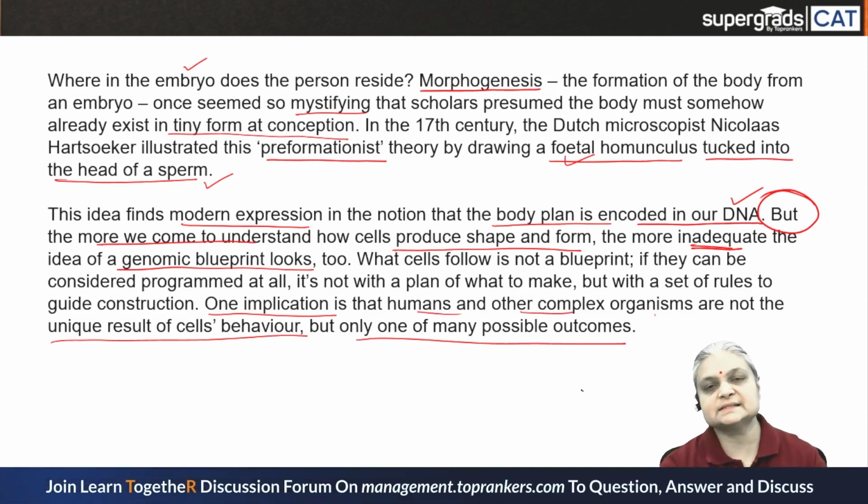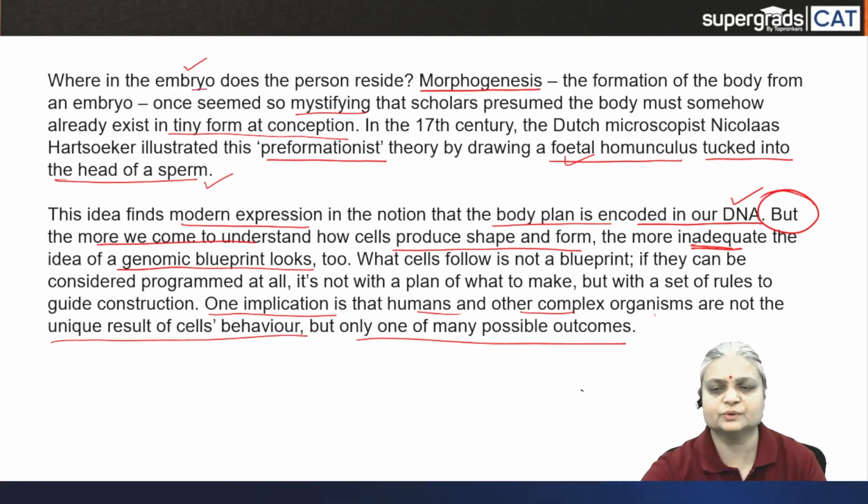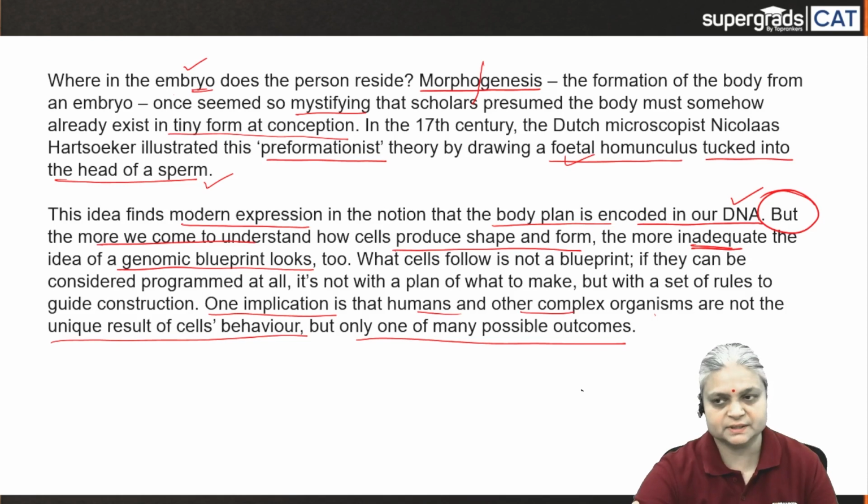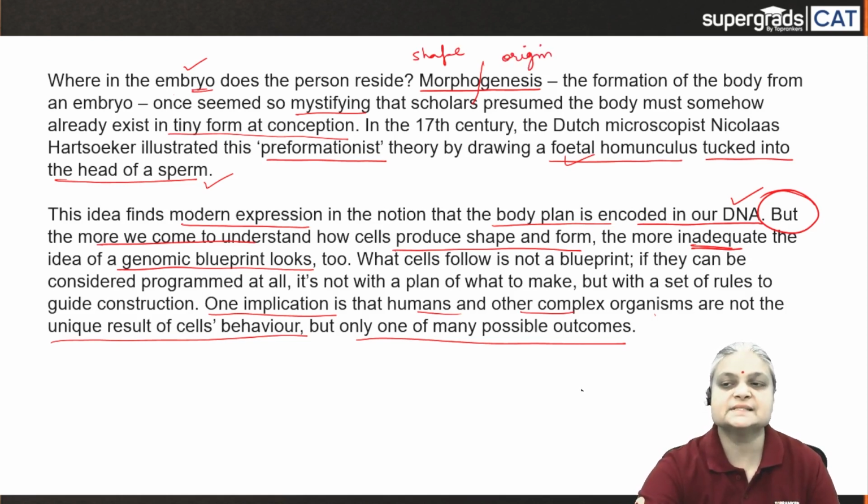Now let's understand the meaning of these words. Embryo, you know, this is भ्रूण, the unborn baby. And morphogenesis, so if you know the root words, morph means shape and genesis means origin. So basically it is the origin of shape or form.